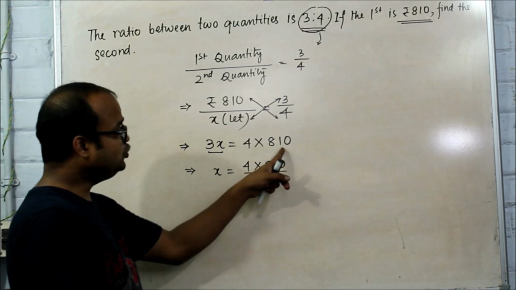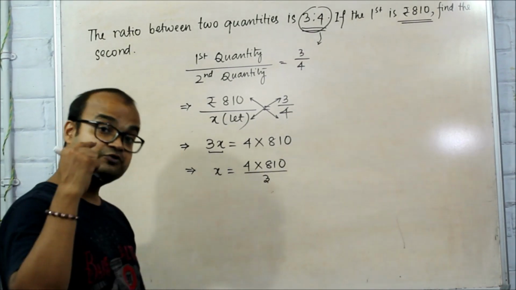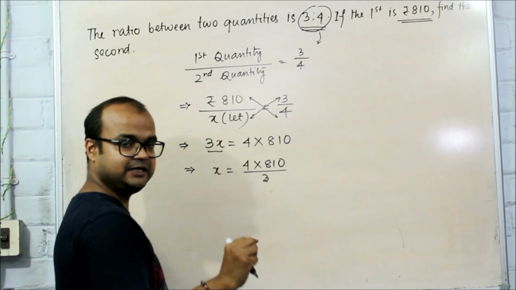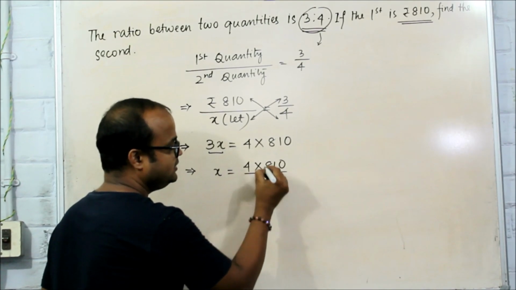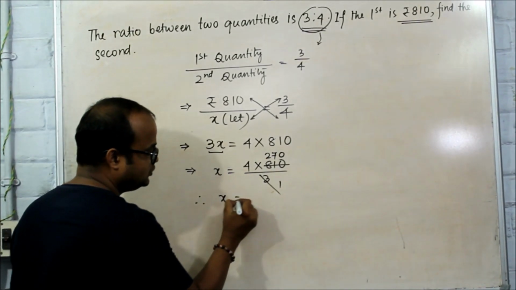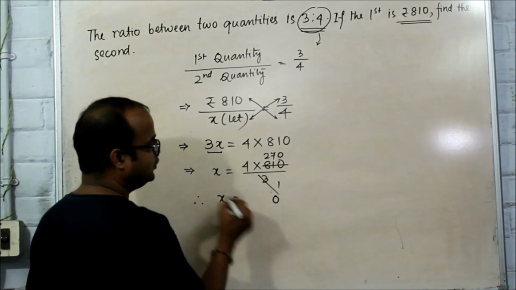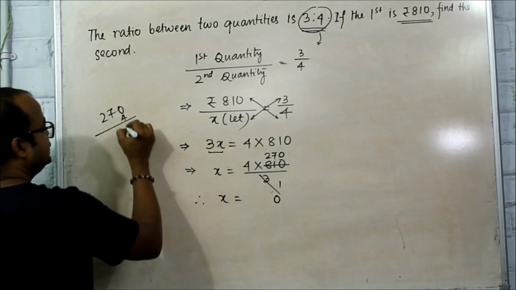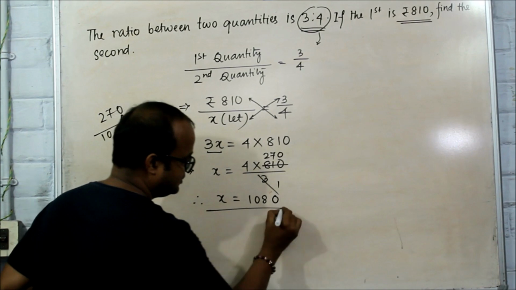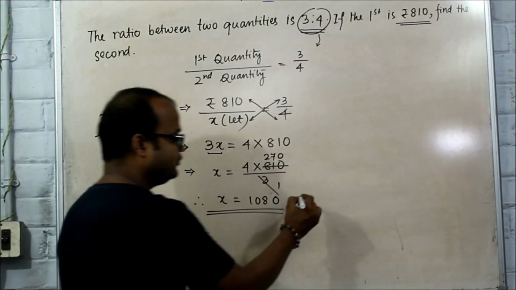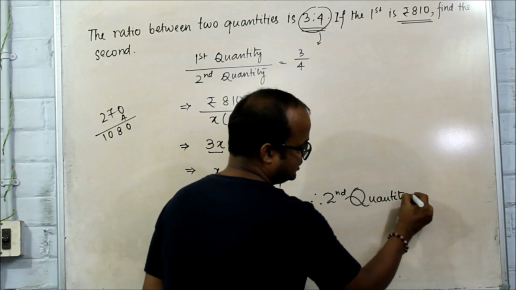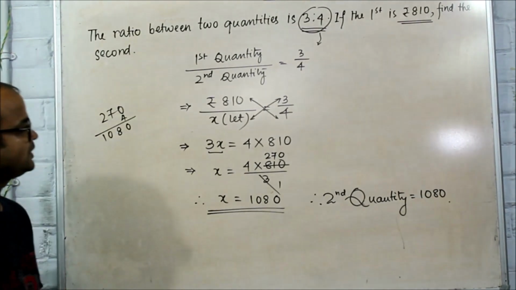Now children, one thing you need to remember: no need to multiply these two. You ask me the reason why? The reason is you are going to cancel it. Once you cancel it and then multiply, it will save your time. So see, 3 1s are 3, 3 2s are 6, 3 7s are 21. Therefore x is equal to 270 into 4, so 1080. So your answer is 1080. The second quantity is equal to 1080. Clear?